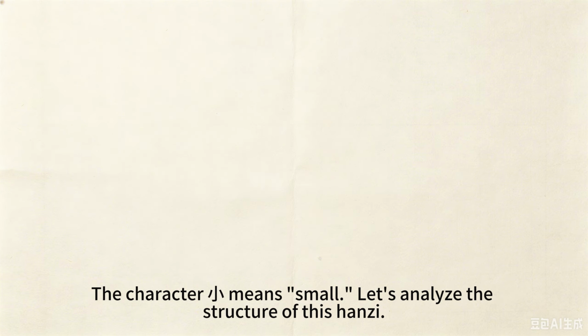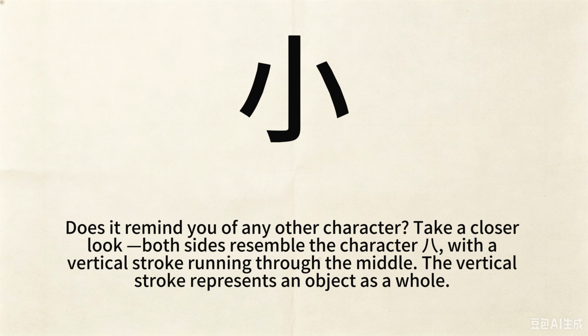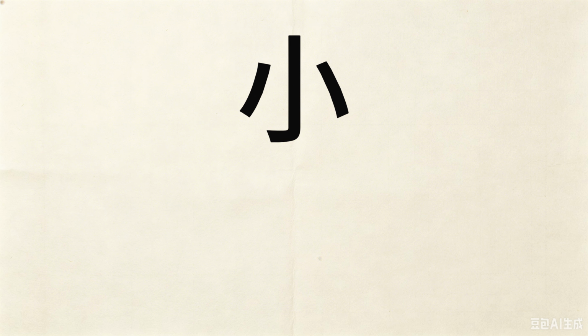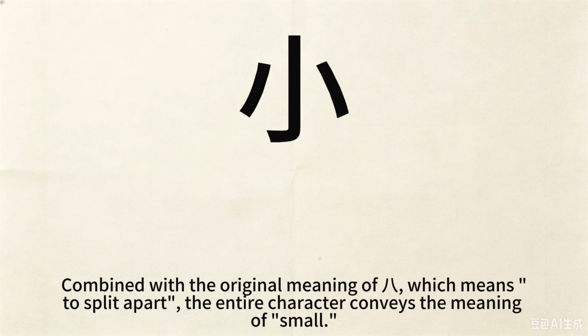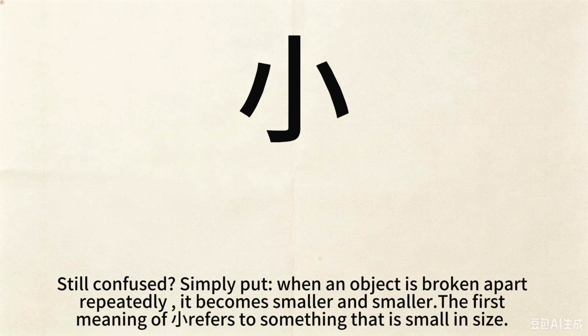The character 小 means small. Let's analyze the structure of this Hanzi. Does it remind you of any other character? Take a closer look. Both sides resemble the character ba, with a vertical stroke running through the middle. The vertical stroke represents an object as a whole. Combined with the original meaning of ba, which means to split apart, the entire character conveys the meaning of small. Still confused? Simply put, when an object is broken apart repeatedly, it becomes smaller and smaller. The first meaning of 小 refers to something that is small in size.